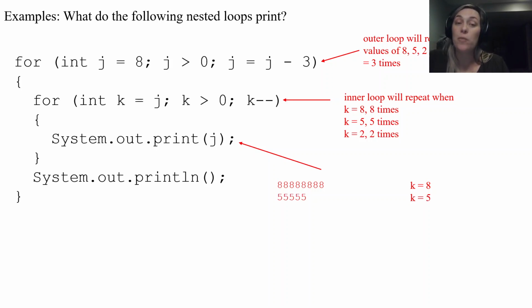Then we do a new line. J becomes 5, k becomes 5. So k is changing inside that inner loop, but j remains 5 throughout that whole loop. So we print 5 times. And lastly, we move to the new line. J becomes 2, so k becomes 2. J stays 2 while k changes and loops through and prints 2 twice.